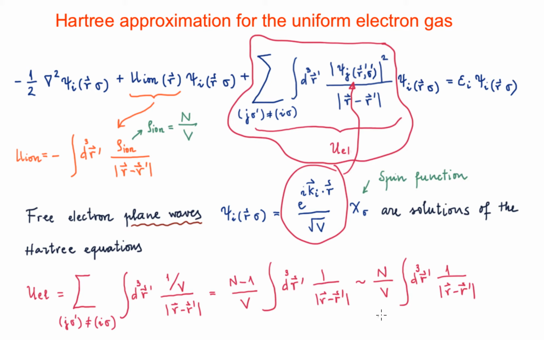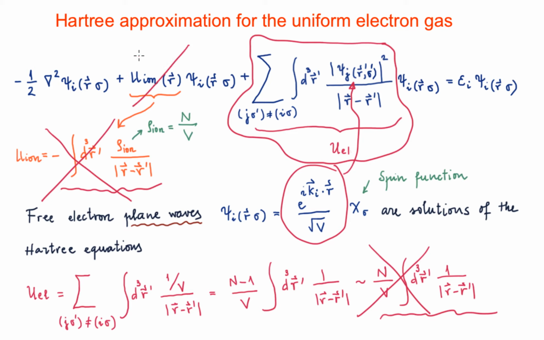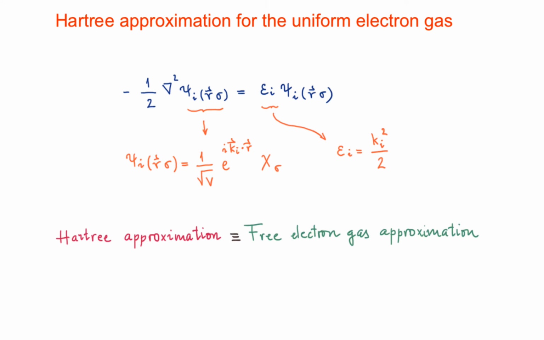As you can see, this contribution is actually the same as the ionic contribution, but with a negative sign. So summing these two terms, they are cancelling each other, so that the ionic contribution and this screening effect of the rest of the electrons that appear here are cancelling each other. Then the Hartree equations that we are getting for the uniform electron gas are actually very simple. Basically, we have the free electron-like equations, where we know that plane waves are the solutions of these equations.